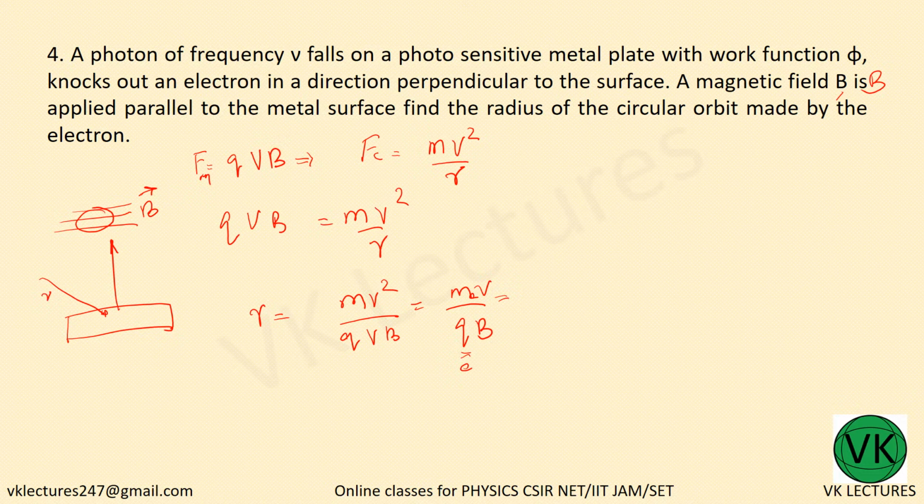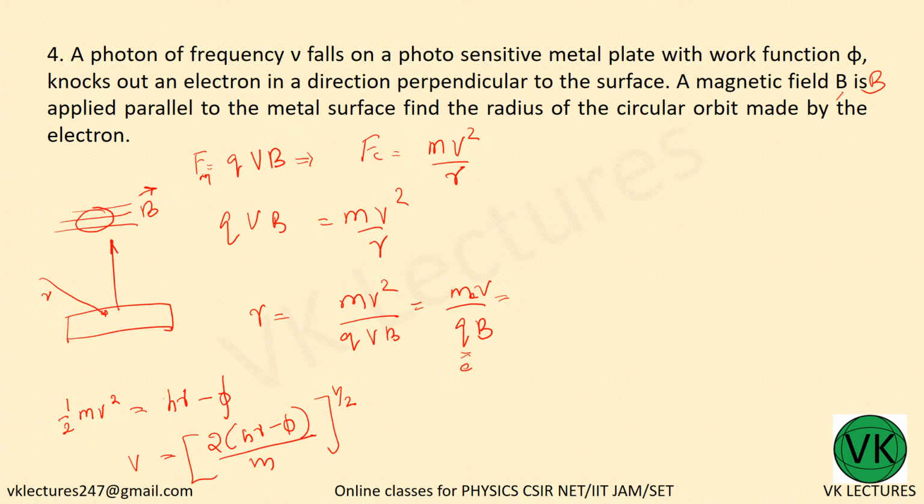So we want to find out V, but we know one thing: the kinetic energy, half mv square, is equal to h nu minus phi. What do you want? V. V is equal to 2 times h nu minus phi divided by m, whole to the power 1 by 2. So V is equal to the square root of 2 times h nu minus phi by m.